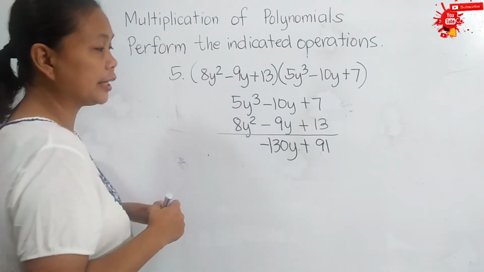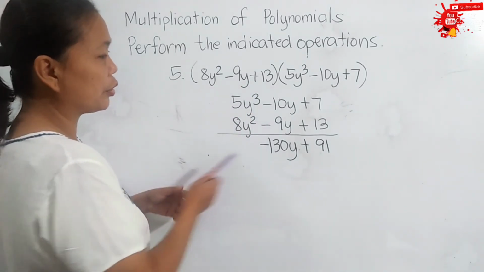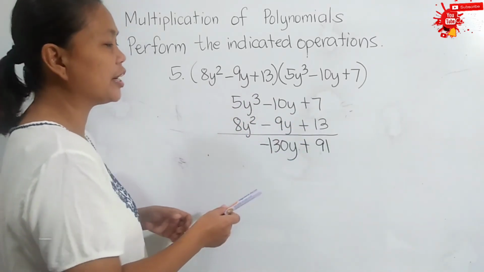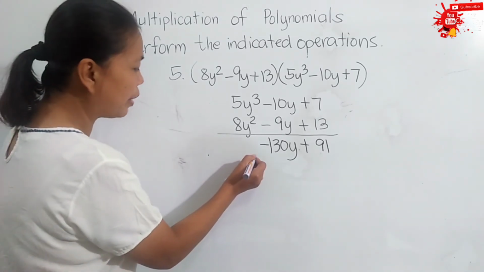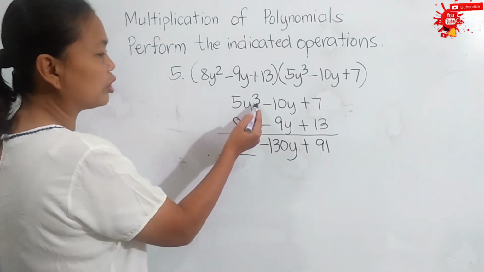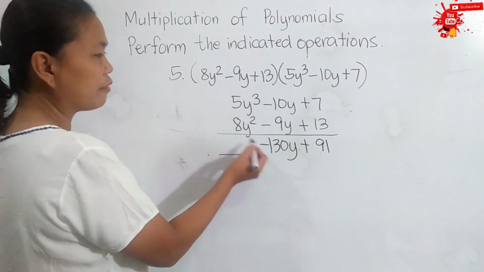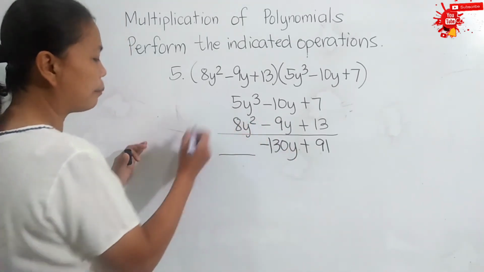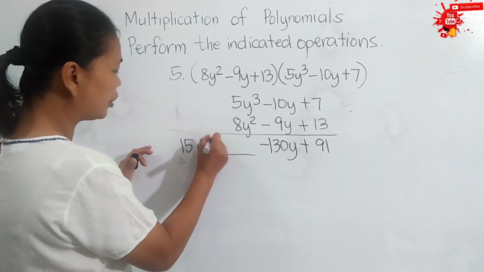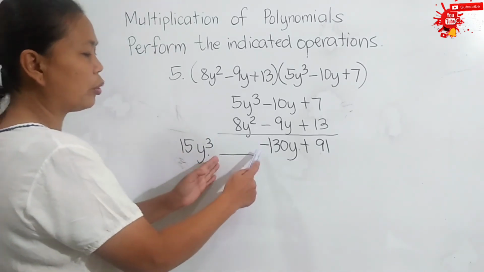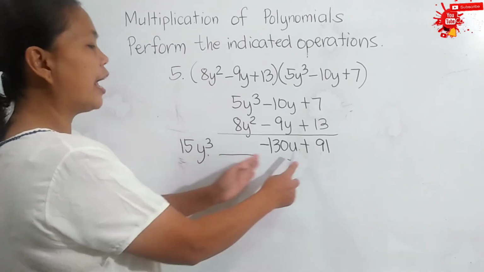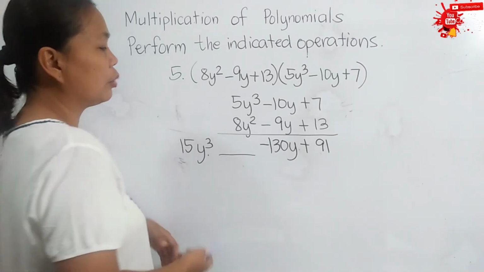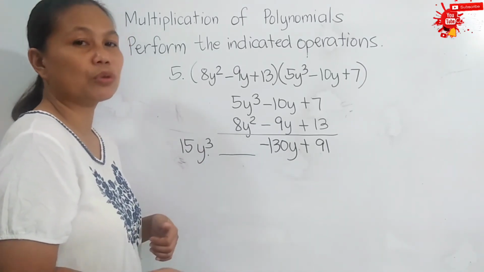So we will have the answer or product as 5 times 13. So we have here positive 65. So we will leave a blank here because we have the exponent, which is 3. So we don't have an exponent, the product wherein the variable has an exponent of 2. So we will have positive 15y cubed. So we have here 3, then we don't have a degree of 2, so leave it blank. And then we have here a degree of 1, and then the constant. So remember that we do it also with the addition and subtraction.